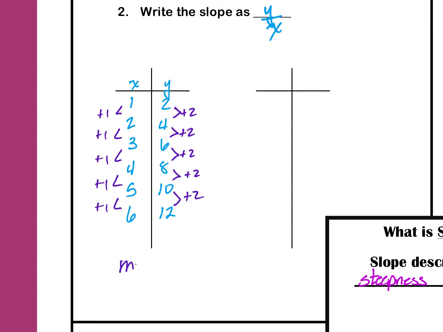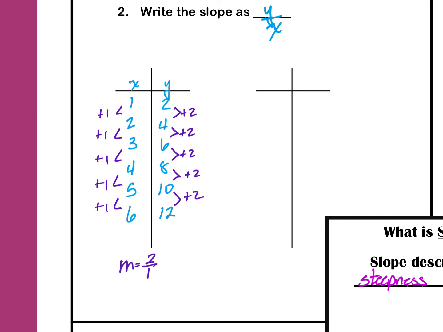So my slope on this one is y over x. So what's my y value? What's my y difference? 2. What's my x difference? 1. So my slope is 2 over 1. Done. That's it. Super duper easy.